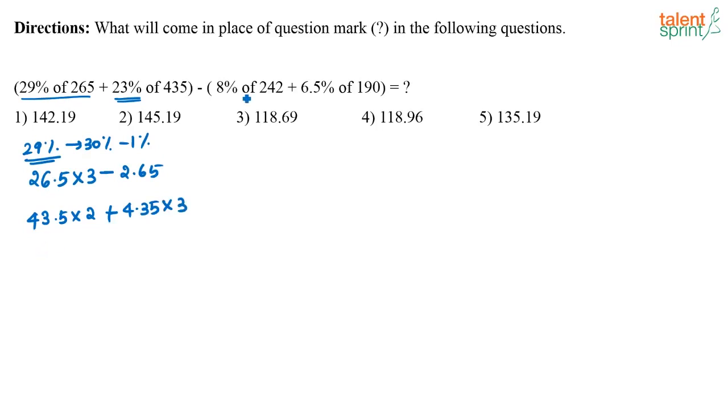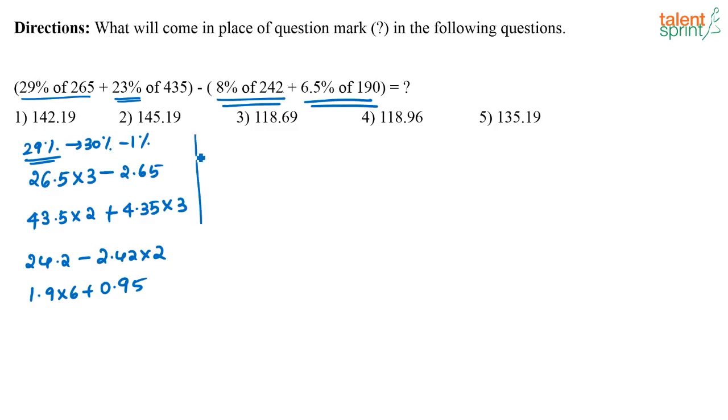And here you have 8% of 242. How will you do 8% of 242? Again, you know 10% of 242 is 24.2, minus 2.42 into 2. Similarly, 6.5% of 190 is nothing but 1.9 into 6 plus 0.95. Find out all these values and just do the addition and subtraction. That's all. You will get the exact answer if you do it this way.